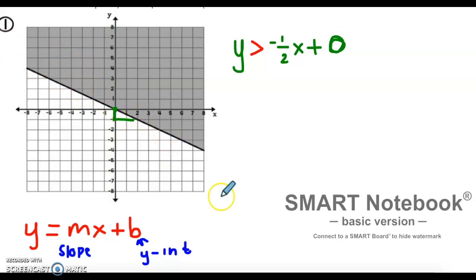And then you want to look at your line. Is it solid or is it dashed? Here it is solid, which means points on the line are solutions to the inequality, which means our inequality symbol needs to have that or equal to piece. So if we just clean this up a little bit, we're going to get y is greater than or equal to negative 1/2 x. You could write the plus 0 for the y-intercept, but you also do not have to.